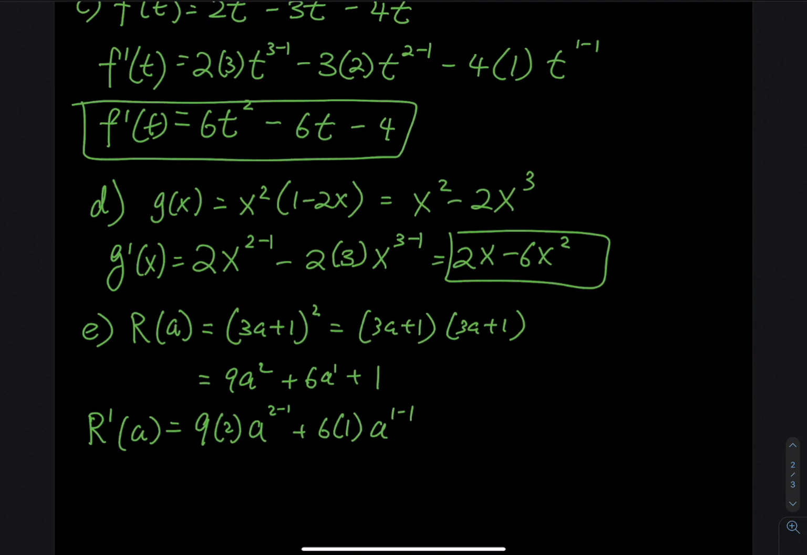1 is a constant, right? The plus 1. Plus 1 itself is a constant. What is the slope of 1? The slope of 1 is 0 because 1 is a horizontal line. So plus 0. The slope of 1 is equal to 0 because 1 is a constant. Simplify that. Plus 6. Done. 18A plus 6.